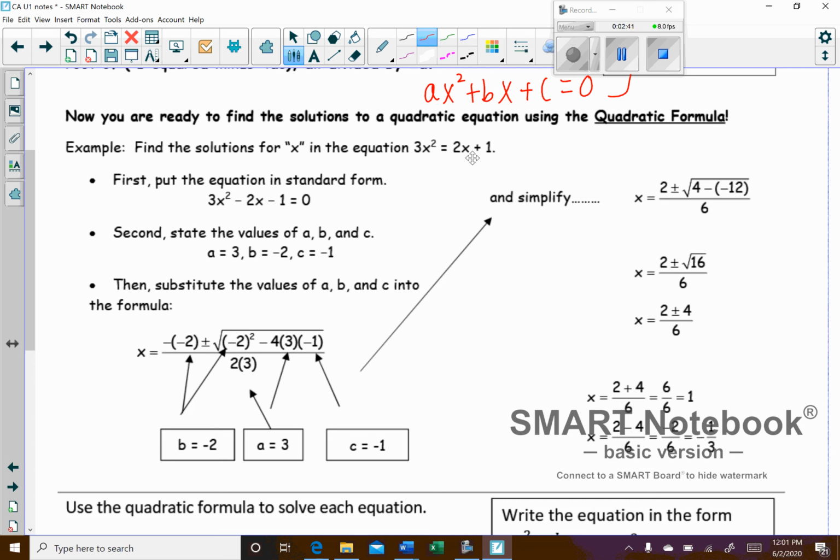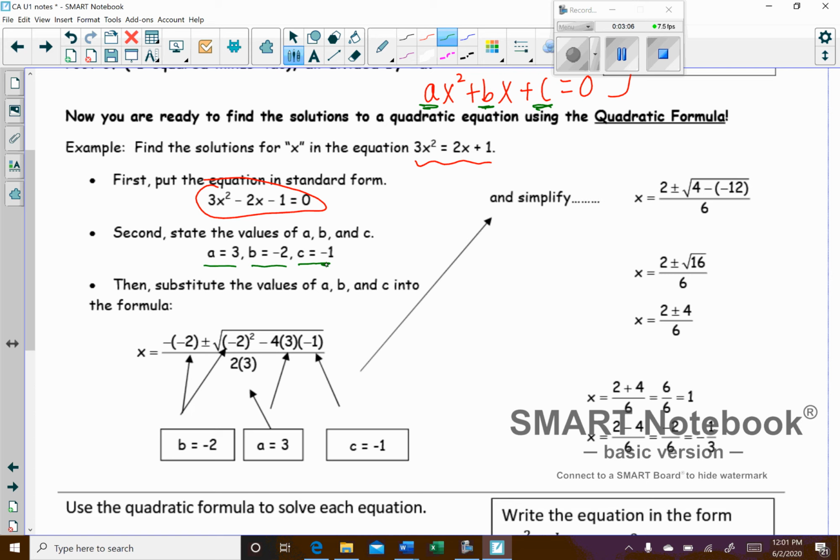So the first thing you have to do is set it equal to 0. They subtracted 2x and 1 from both sides, and that's how you end up with the standard form right here. Then you want to list your a, b, and c values. That's the 3, the negative 2. If it's a minus, you have to take that with it. And then the minus 1 is going to be your c value right there.